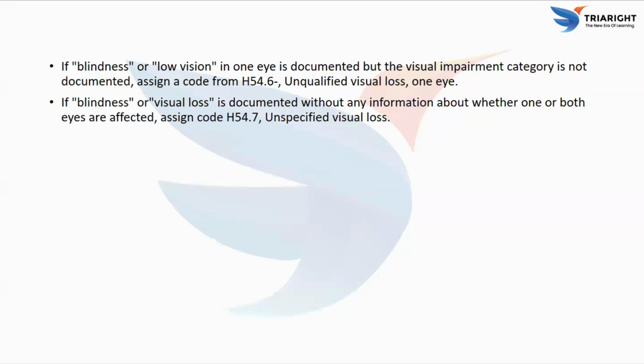So this code range is used when the coder knows which eye is affected but doesn't know the severity category. So what is the example? If the documentation says the blindness in the right eye, and there is no category given, how would you code it? You have to code H54.61 for unqualified visual loss in the right eye, because they mentioned the right eye. They also mentioned the blindness, the visual loss, but they didn't mention the category. So it comes under the unqualified visual loss. So blindness must be linked to a specific eye for H54.6 category codes.